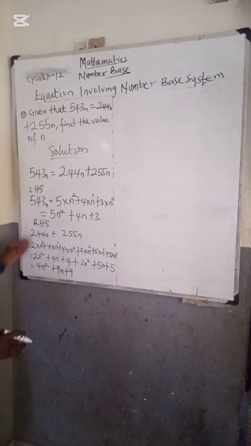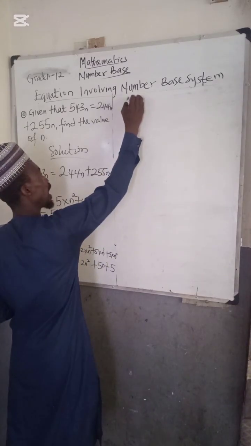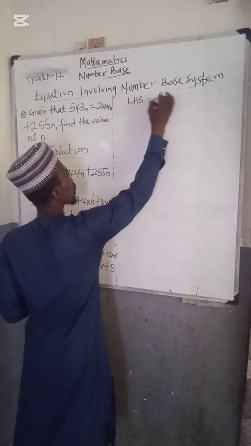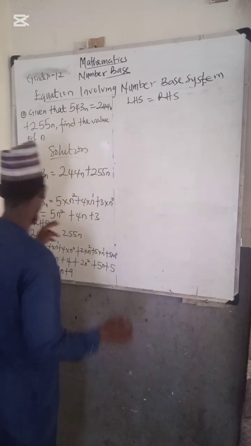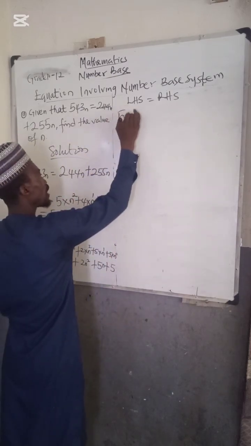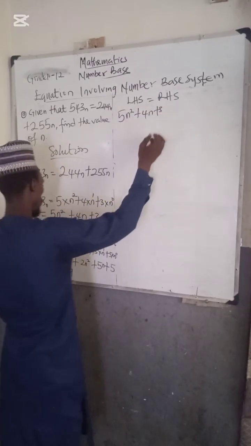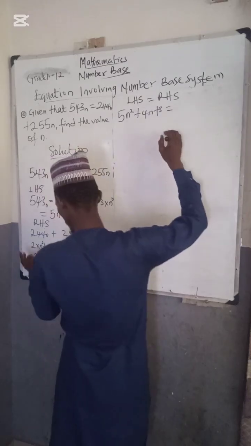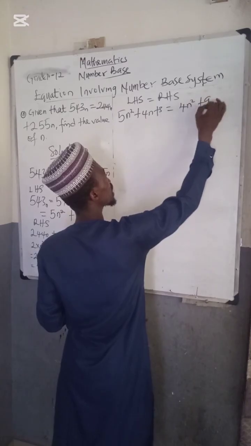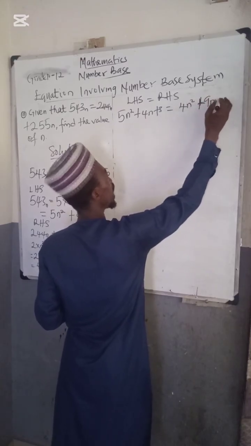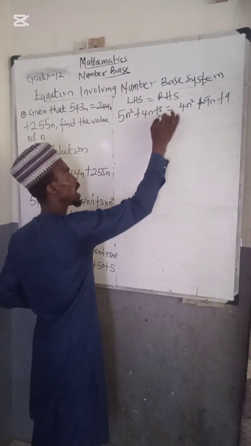We now equate the left hand side to the right hand side. So you have LHS equals to RHS, left hand side equal to the right hand side. Left hand side you have 5n squared plus 4n plus 3. The right hand side is what? 4n squared plus 9n plus 9.